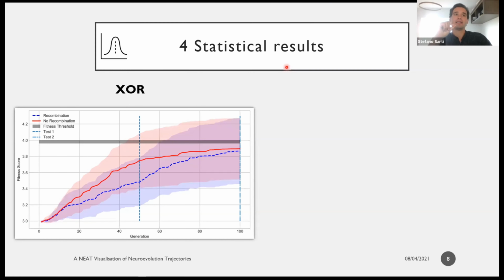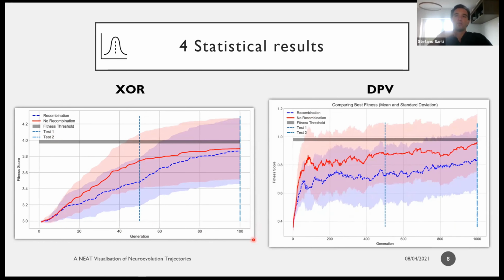The red line is the average best fitness for the no recombination variant, and the blue dashed line is the recombination variant. You can see that there is also test 1 and test 2. These are the points where we sampled for statistical testing. We did one at the midpoint throughout the generations, and then we did one at the endpoint.